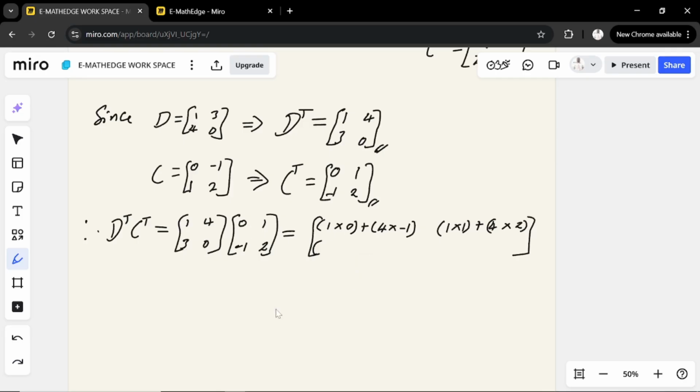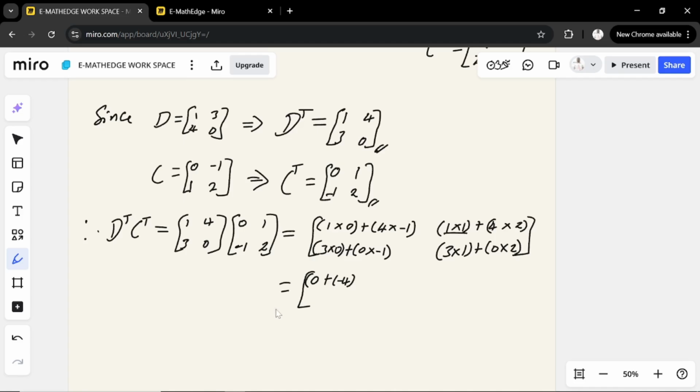So for second row first column, we are going to have this multiplying this. So it's going to be 3 multiplying 0 plus 0 multiplying -1. And for the last one, we are going to have this multiplying this. So it's going to be 3 multiplying 1 plus 0 multiplying 2. So to simplify further, we are going to have 1 multiplying 0 is going to be 0 plus 4 multiplying -1 is going to give us -4.